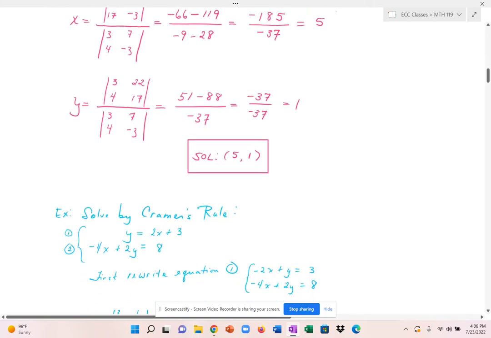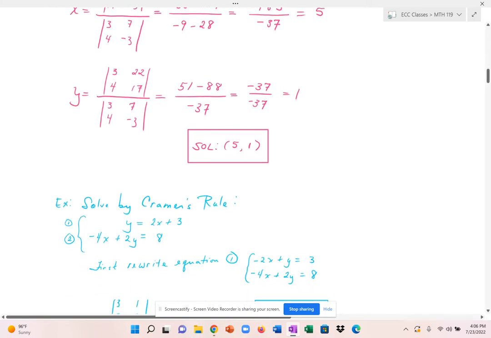Okay, here's another one. I have y is equal to 2x plus 3. That's our first equation, and negative 4x plus 2y is our second equation. In order to set up your matrix, in order to evaluate the determinant, your first equation has to be set up the same as the second one.